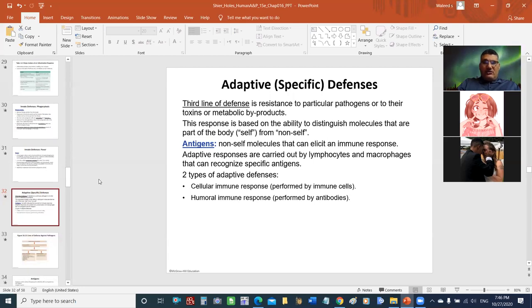Next part is adaptive or specific, which is the third line, and I'm going to stop here. I'm going to do it on Thursday, okay? So I'm going to stop this.